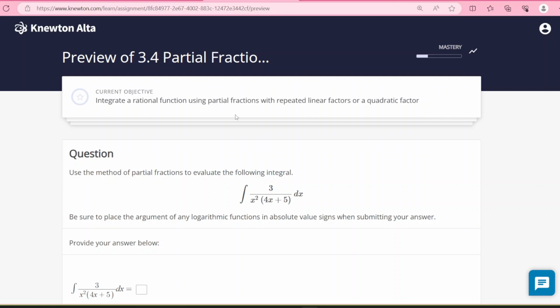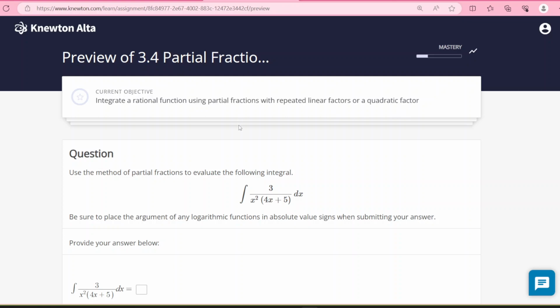But that's okay. All right, so now we're asked to integrate a rational function, and I think from now on we'll be working with proper fractions. Of course, if there ever is a problem with an improper fraction, you know what to do, right? You start off using long division. So integrate a rational function using partial fractions with repeated linear factors, or a quadratic factor that can't be factored, right? An irreducible quadratic.